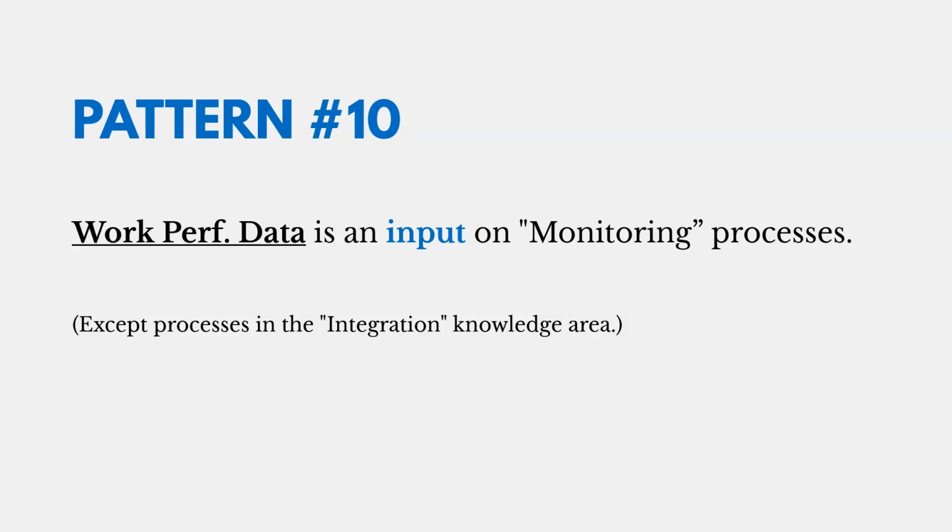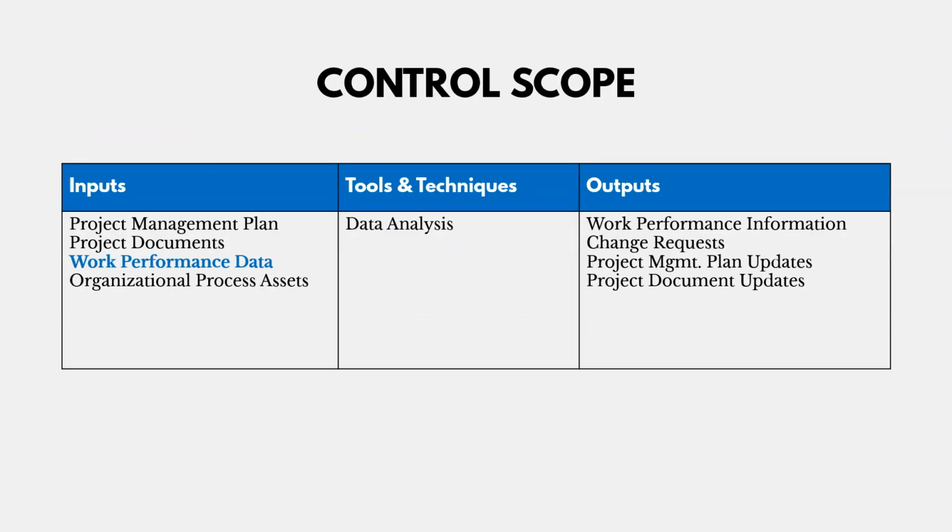Okay, here's the 10th pattern. Work performance data is an input to monitoring processes. So as we monitor a project, we need data to help us do that. And so here's control scope. That's a monitoring process. And so you're going to see work performance data as an input.